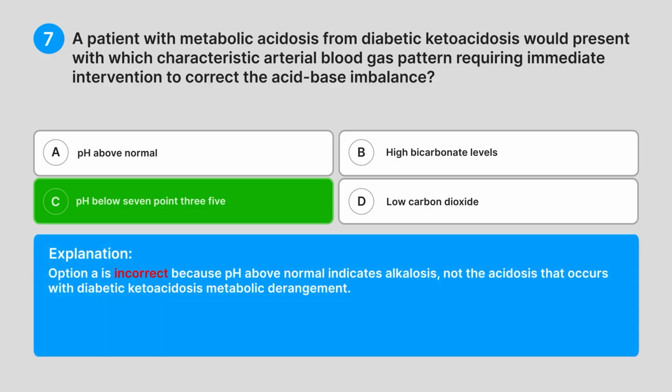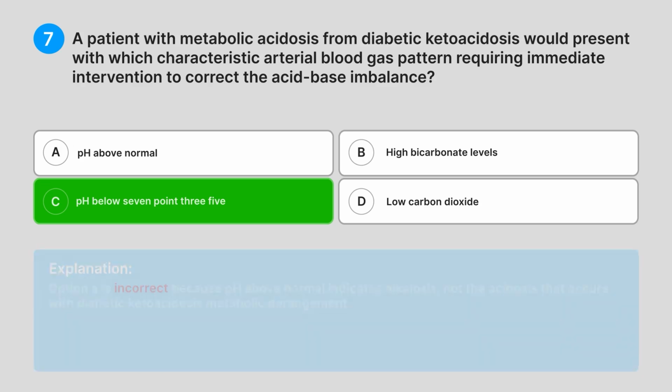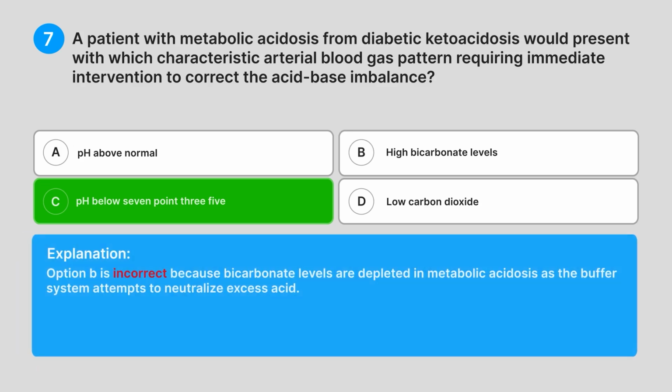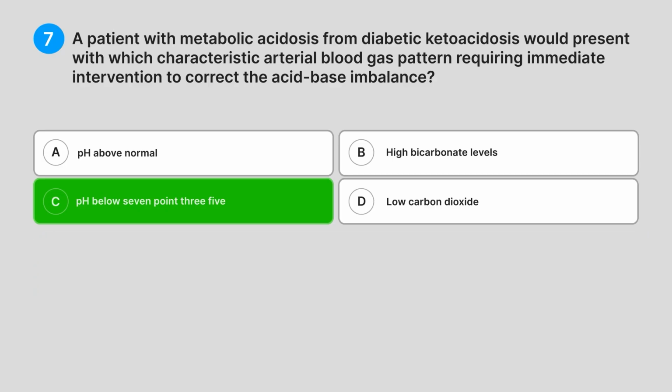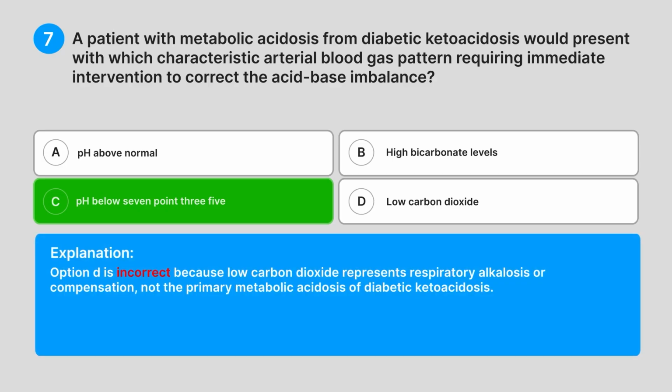Option A is incorrect because pH above normal indicates alkalosis, not the acidosis that occurs with diabetic ketoacidosis metabolic derangement. Option B is incorrect because bicarbonate levels are depleted in metabolic acidosis as the buffer system attempts to neutralize excess acid. Option D is incorrect because low carbon dioxide represents respiratory alkalosis or compensation, not the primary metabolic acidosis of diabetic ketoacidosis.